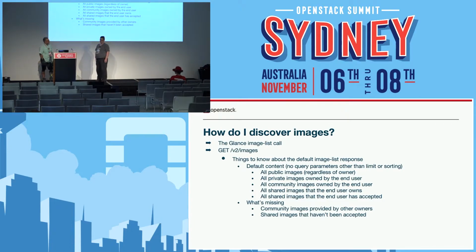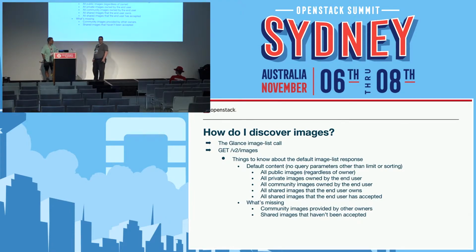So what's missing? What's missing is community images that are provided by other owners. I'm going to talk a bit in the image sharing section about what exactly community images are. But the basic idea is it's an ability for people to publish images that other people can use. And with that ability comes the possibility that people are going to publish spam images and all sorts of garbage that people don't want to see. So that's why we leave those out of the default response. And then shared images that haven't been accepted. Image sharing is a great feature, but it's also prone to being misused by people who want to spam other people. So we have a way to make sure some images don't show up in the response.